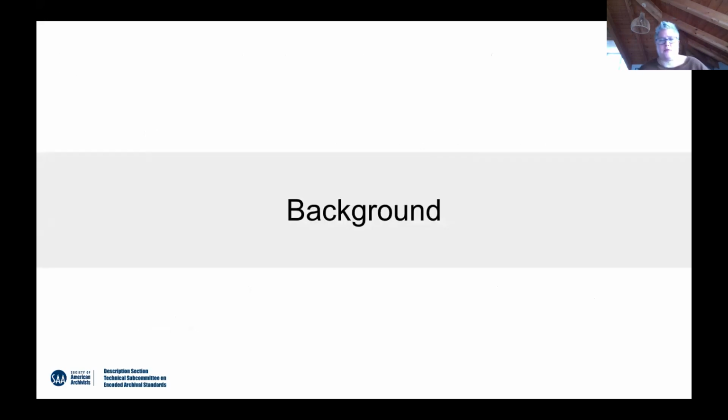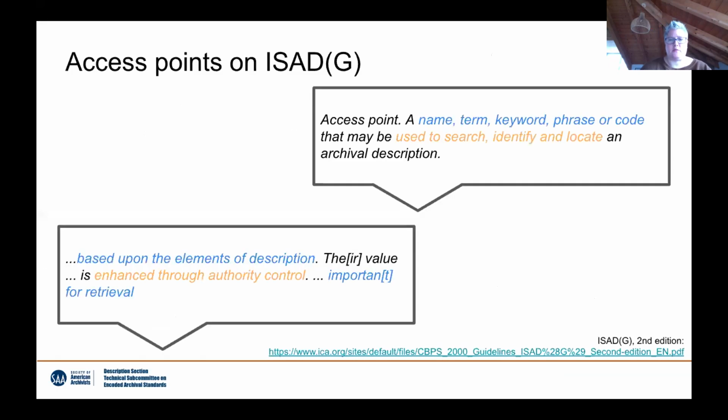A little bit of background before we go into more details about vocabularies. I want to just mention how ISAD(G), the General International Standard Archival Description, talks about access points, because in the actual elements and fields, if you know ISAD(G), you don't really find that as an access point. But essentially what ISAD(G) mentions as access points is names, terms, keywords, phrases, or codes that may be used to search, identify, and locate an archival description.